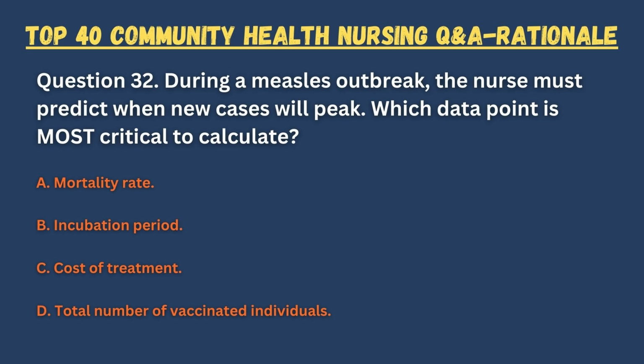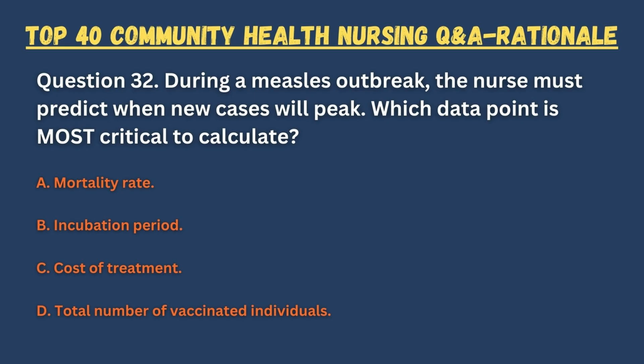Question 32. During a measles outbreak, the nurse must predict when new cases will peak. Which data point is most critical to calculate? A. Mortality rate. B. Incubation period. C. Cost of treatment. D.